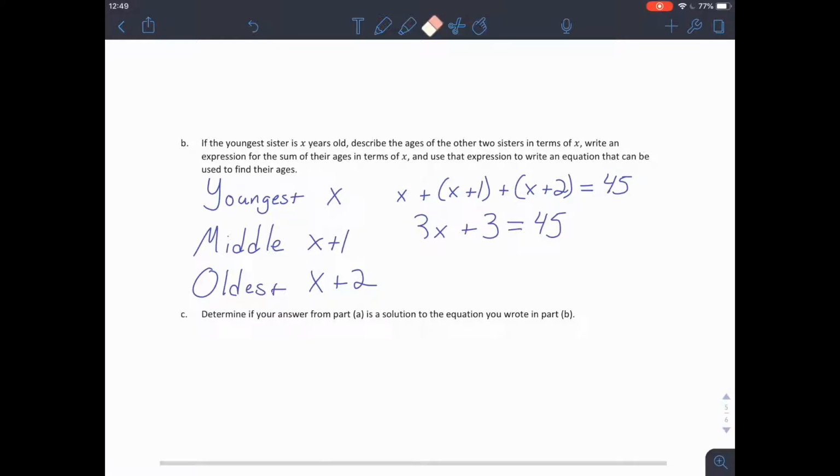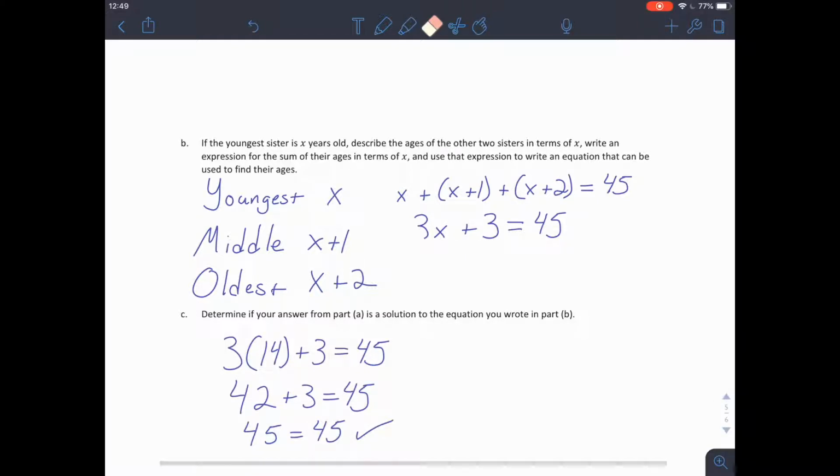How did it go? If you replaced x with 14, you should have been doing 3 times 14 for 3 times x and gotten 42. Then 42 plus 3 gets us 45. And since 45 is 45, then 14 is the correct solution to this equation and is the age of our youngest sister.